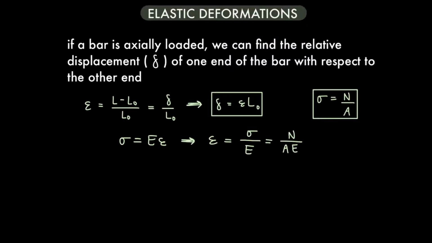Lastly, we have Hooke's law, which is stress equals the modulus of elasticity times strain. We'll rearrange it to solve for strain so that it reads stress over the modulus. Then we can replace sigma by N over A. Next, we'll multiply both sides by L initial so that we can replace the left side of the equation by delta. So our final equation should read delta equals N times L initial over A times E.